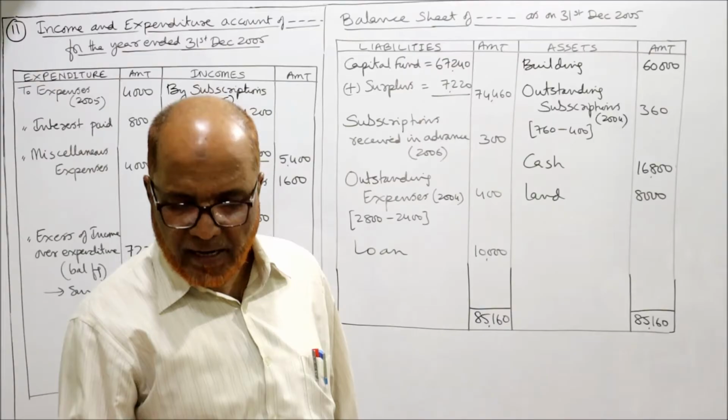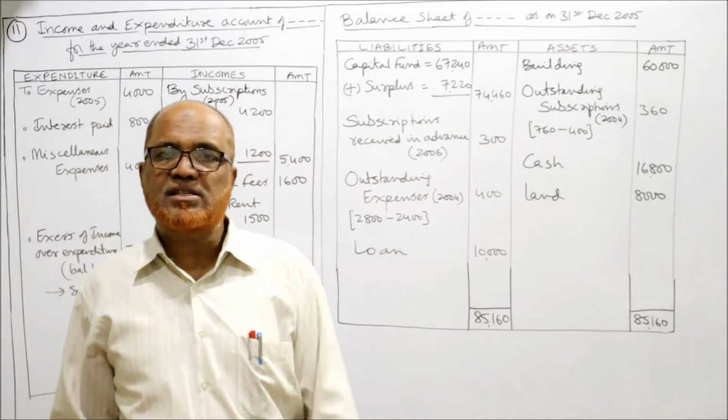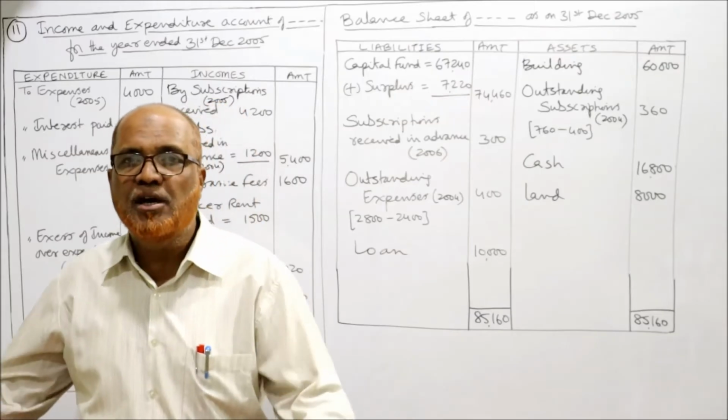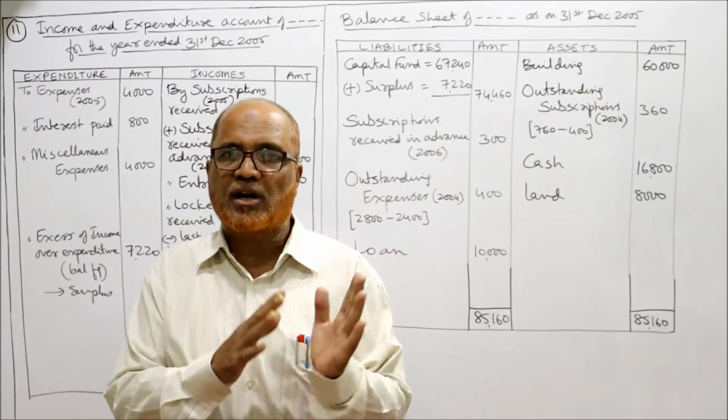नाउ वी हैव टू चेक वेदर आवर बैलेंस शीट इज टैलिंग और नॉट. सो लायबिलिटी साइड यू कैन सी 85,160, asset side 85,160, balance sheet tallied. So we have taken all the items in income and expenditure account and balance sheet.